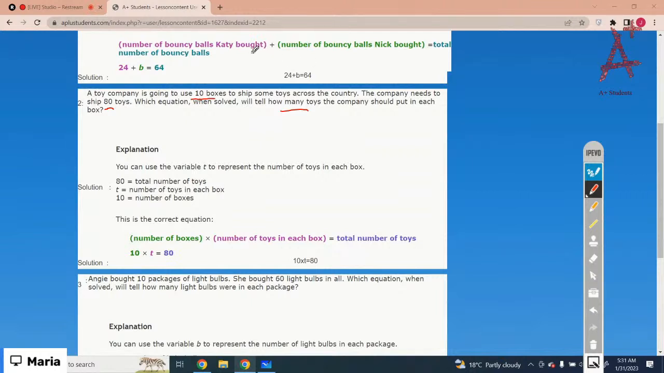So the equation is: a toy company is going to use 10 boxes to ship some toys across the country. The company needs 80 toys. That means you have to do 10 times the toys. You don't know the number of toys per box, and it would be 80, because you have to tell how many toys the company should put in each box. The company uses 10 boxes, so you just have to do 10 times t. You don't know how many toys, and it would be 10 times t equals 80. Got it?